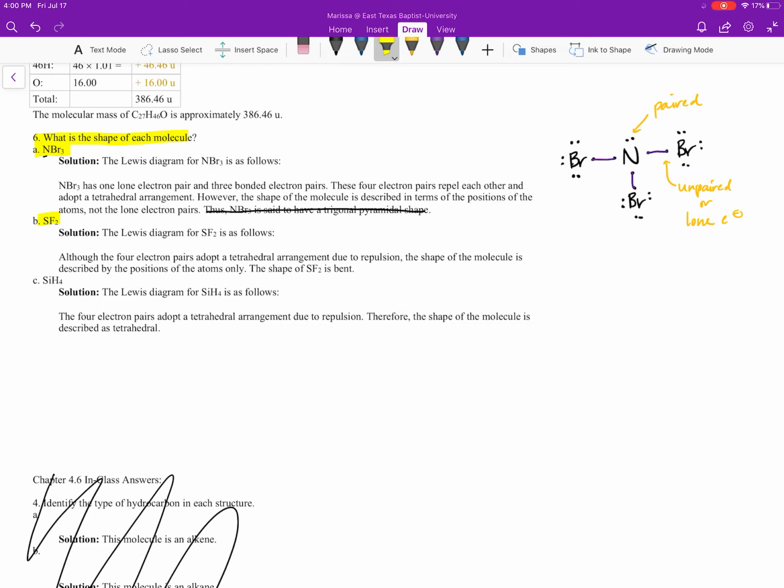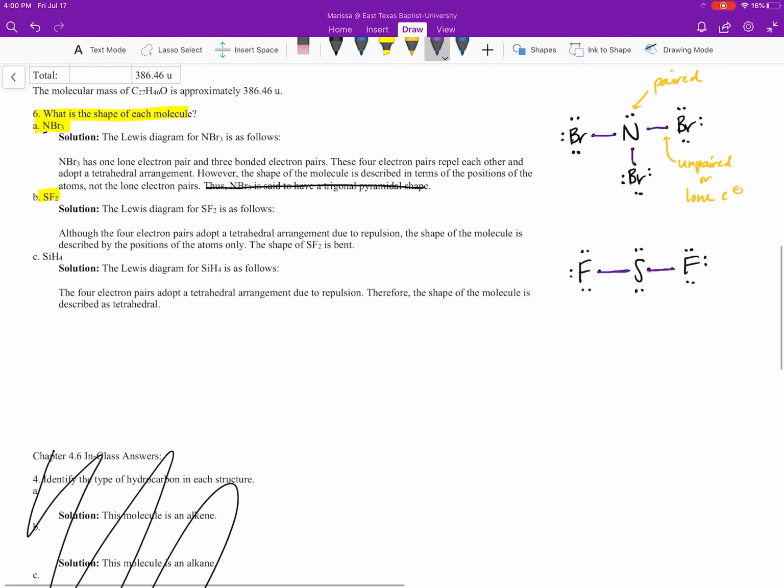The next one is SF2. Sulfur has 6 valence electrons, 4 of which are paired, so 2 pairs and then 2 lone electrons. And fluorine is very similar to bromine in that it has 3 pairs of electrons and 1 lone electron. So I'm going to orient the lone electrons pointing towards each other and then connect the dots to represent them being connected with covalent bonds.